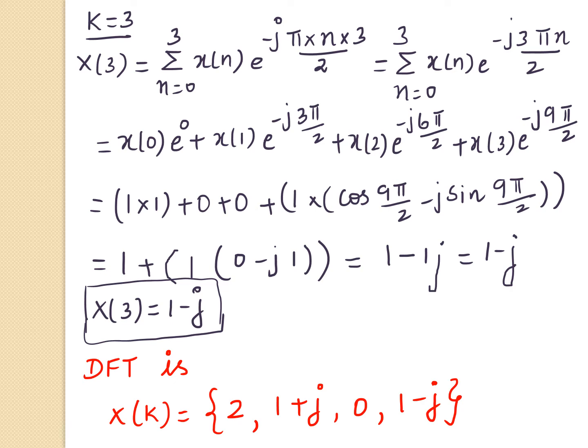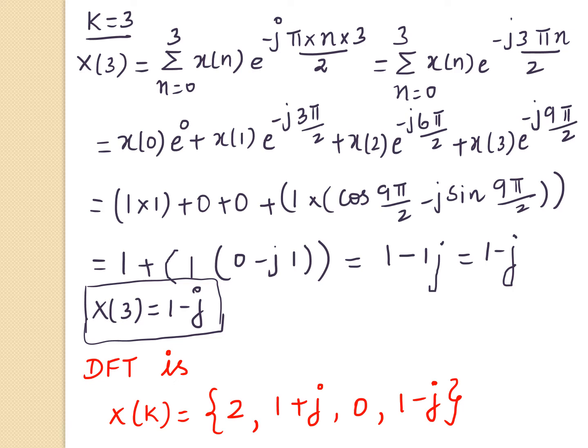And we can replace the value for x of 0, x of 1, x of 2 and x of 3. So here x of 0 is 1 and x of 1 is 0, x of 2 is 0 and x of 3 is 1. So 1 into 1 for this first term, x of 0 into e power 0 plus x of 1 is 0. So 0 into e power minus j 3 pi by 2 will obviously become 0. So simply replaced with 0. And here x of 2 term is also 0. 0 into e power minus j 6 pi by 2 will also become 0. So that 0 is written here.